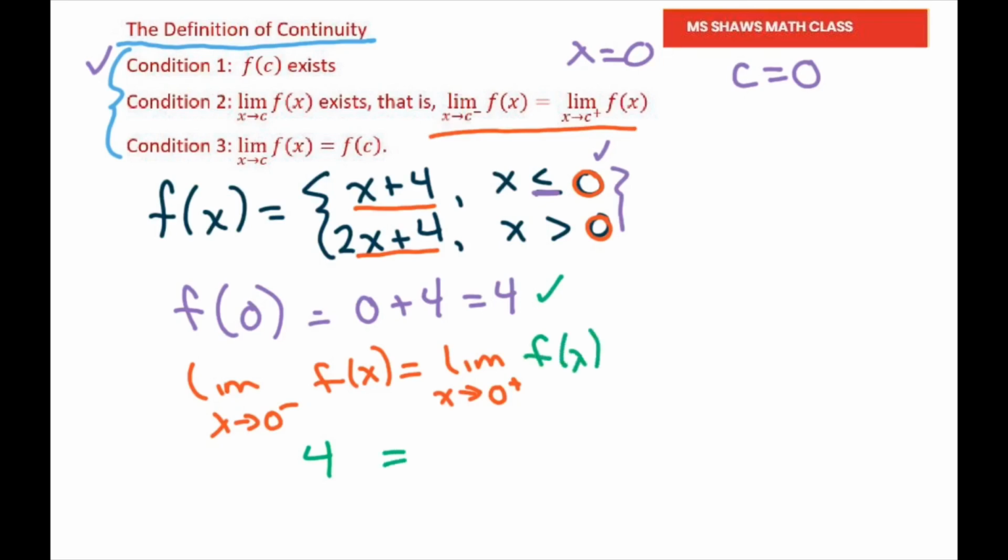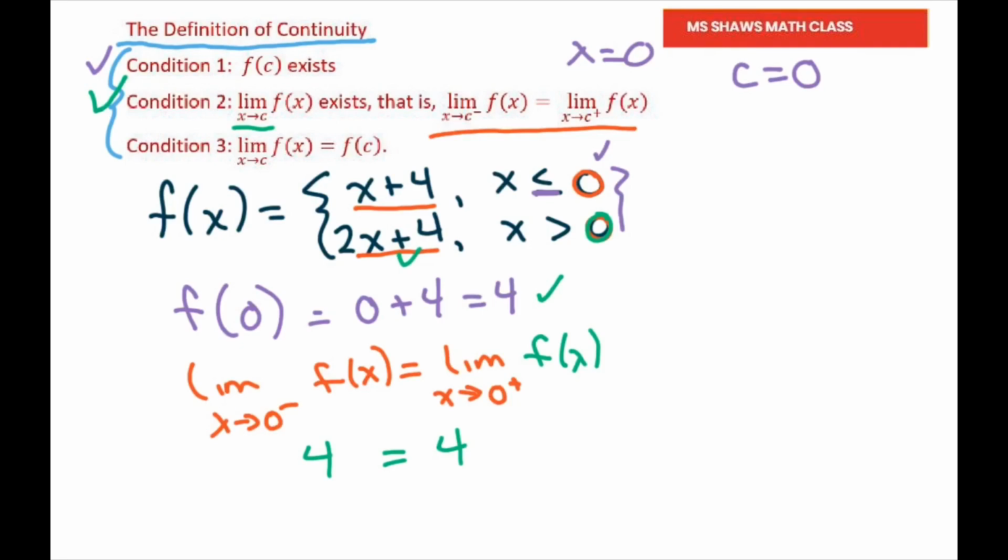Now, to the right of 0, we have to plug in 0 to this equation. So when you plug that in, you get 4. So they do equal. So that means the limit does exist as x approaches c, or 0 in our case. So that works.